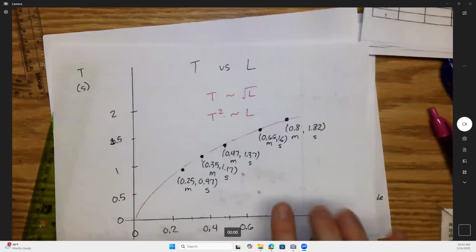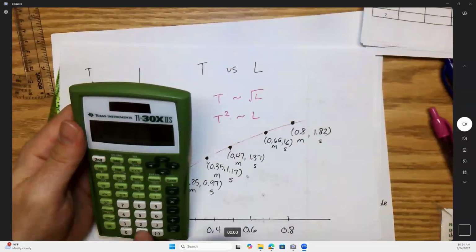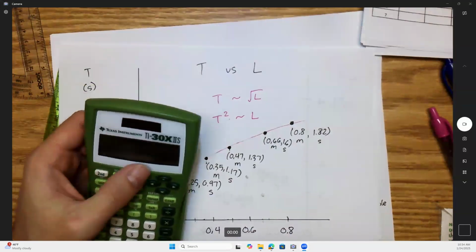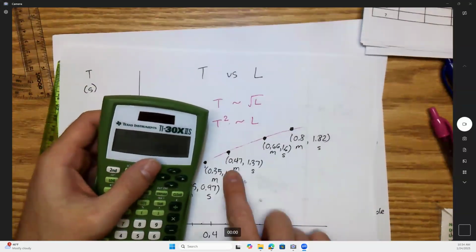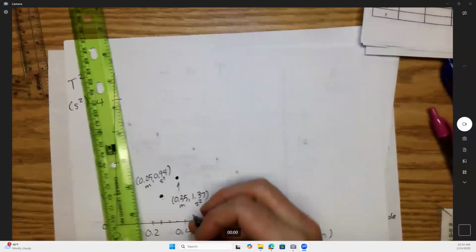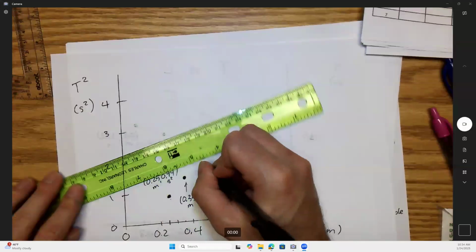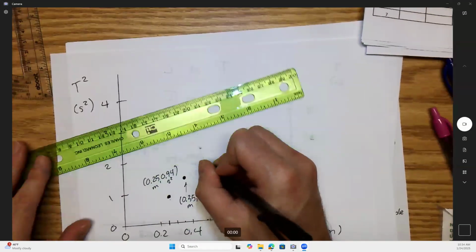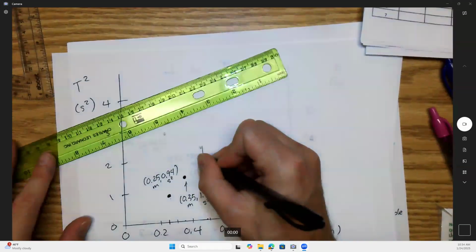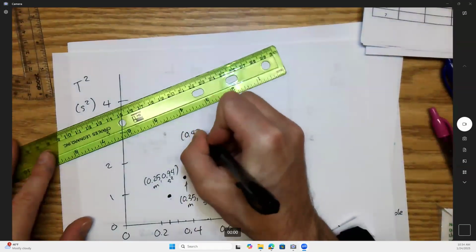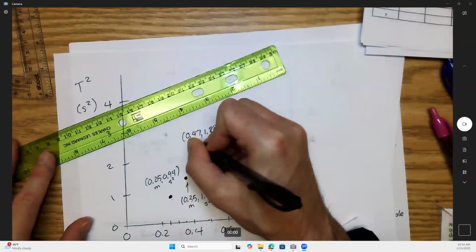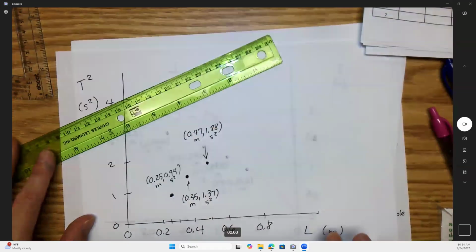So we got next one is 1.37 seconds. I square that. We got 1.88. So 0.47, 1.88. Right about there. That's 3 points. Meters, square seconds.